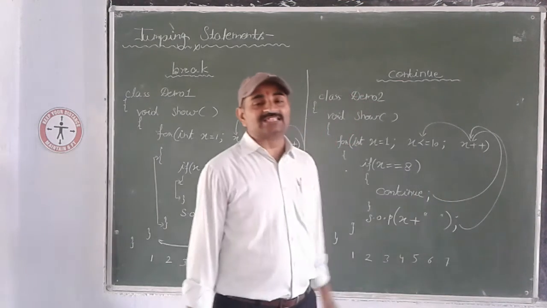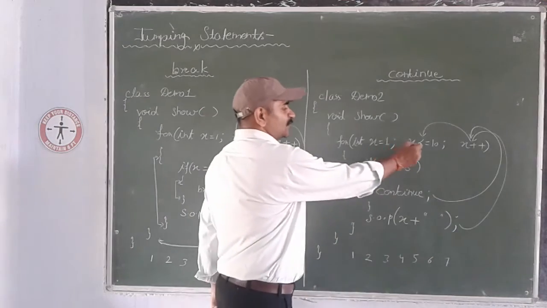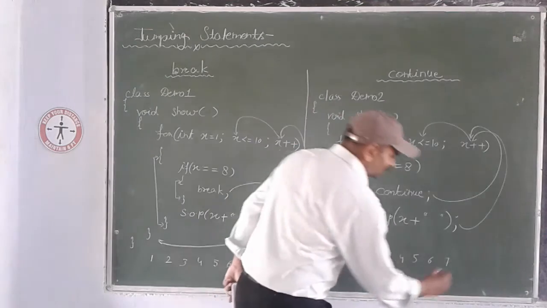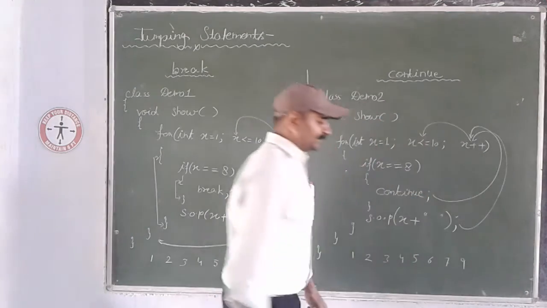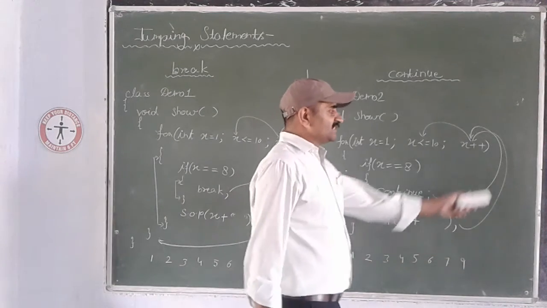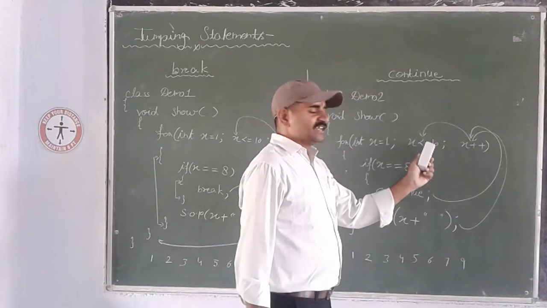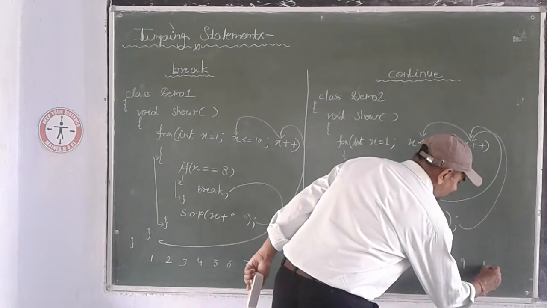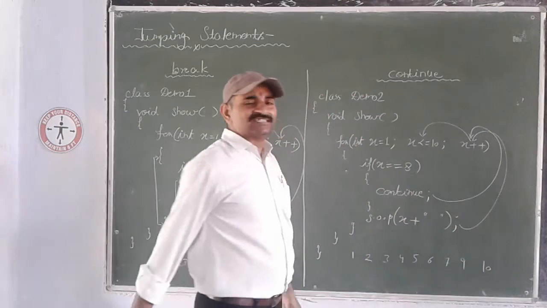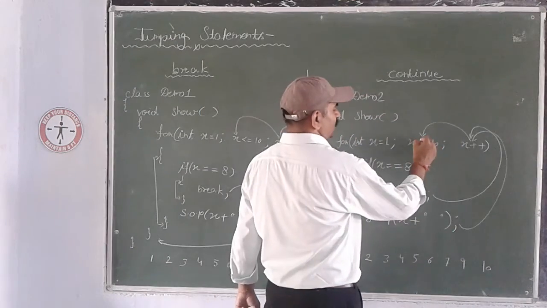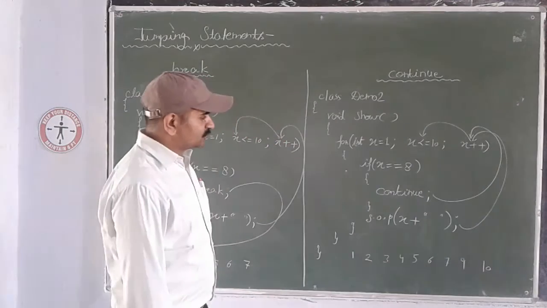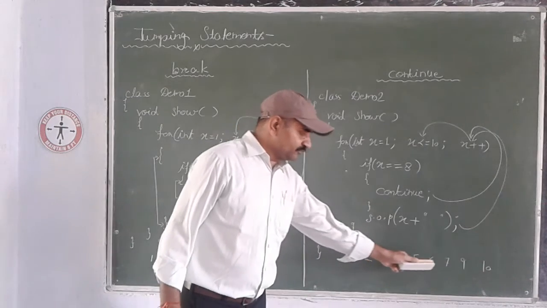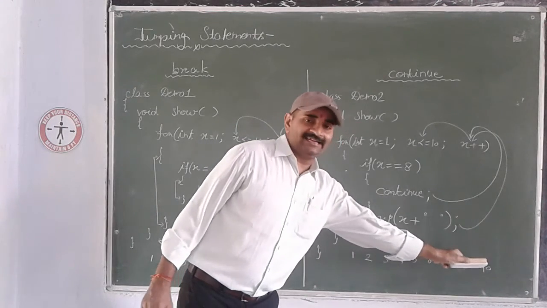So now x plus plus, x becomes 9. 9 is less than or equal 10, condition is true. Now 9 is equal 8, false. So here the next value is printed, that is 9. After this, x plus plus, 10. 10 is less than or equal 10, condition is true. So now here we get the value of x, that is 10. Now x plus plus, 11. So 11 is less than or equal 10, condition is false. So the output of this example is 1, 2, 3, 4, 5, 6, 7, then 9 and 10.